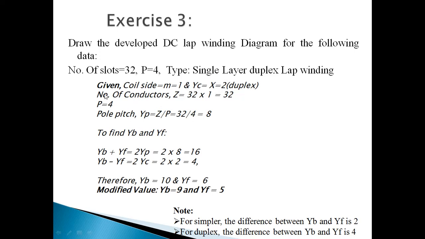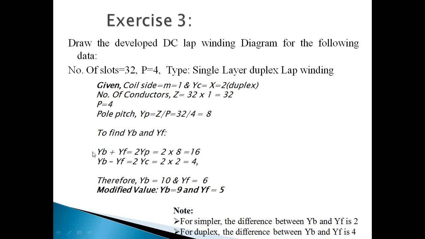And the number of conductors is simply equal to the number of slots because it is a single layer. So Z is equal to 32 into 1, where 1 comes from M, is equal to 32. The total number of conductors is 32 and the number of poles is given as 4, so the pole pitch Z by P in terms of conductors is 32 divided by 4, equal to 8. It means 8 conductors will come under each pole. Then I need to find the back pitch and then the front pitch.